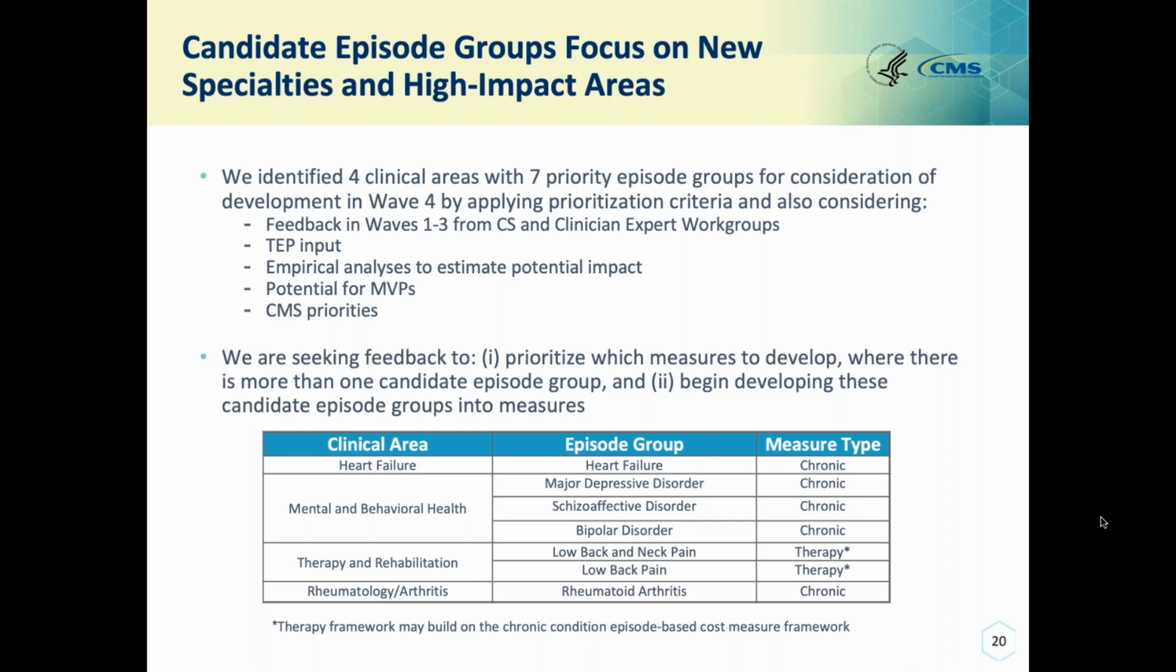The 4 clinical areas include heart failure, mental and behavioral health, therapy and rehabilitation, and rheumatology arthritis. The therapy framework is a new measure framework that we plan to develop in Wave 4 and may build on the chronic condition framework that we have developed through Wave 3. In the next few slides, we'll walk through each of these 4 clinical areas and highlight the areas that we're particularly interested in hearing from you on. Next slide, please.